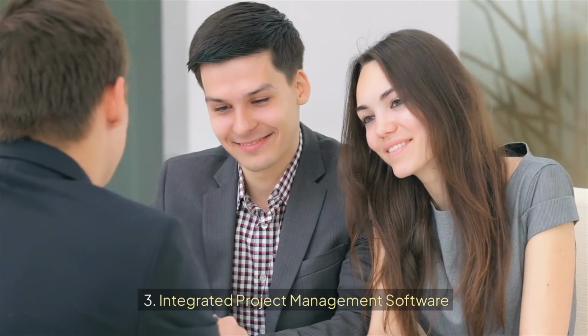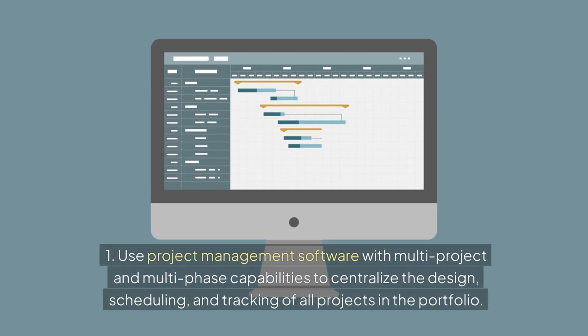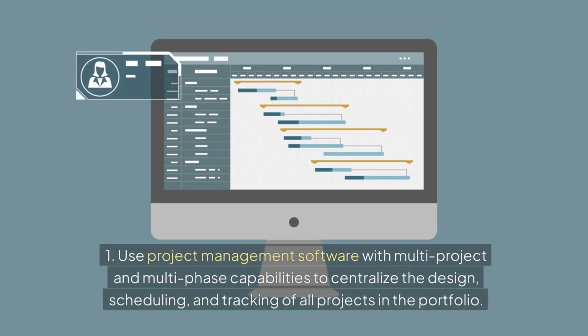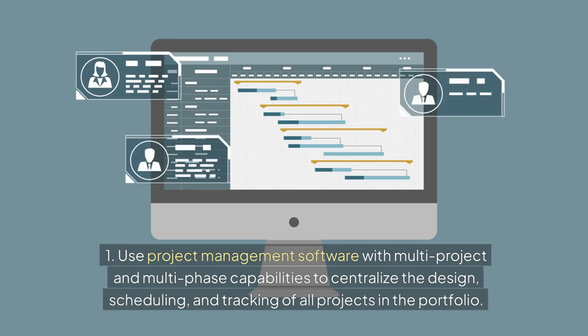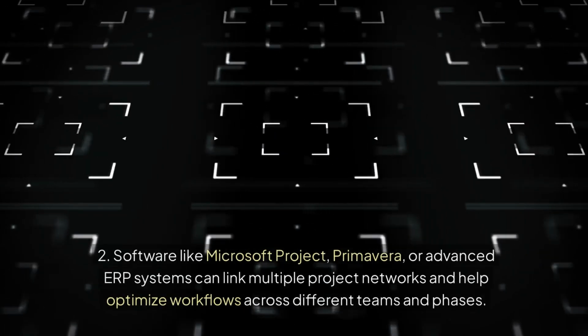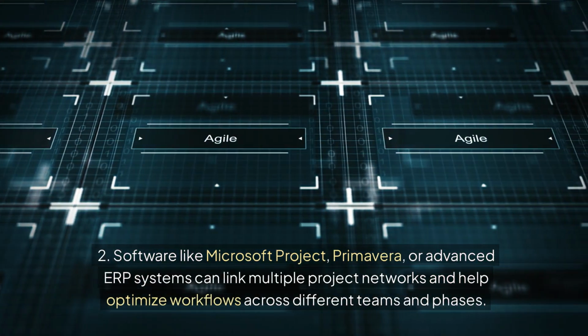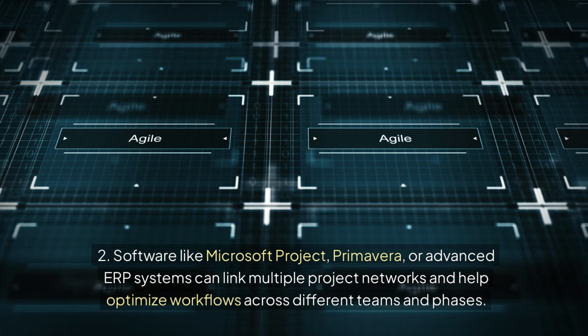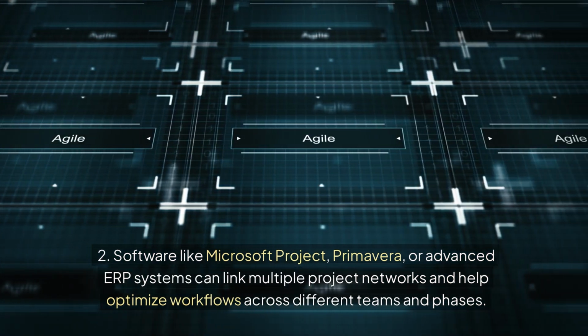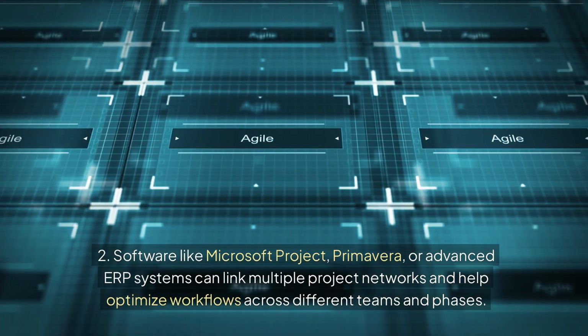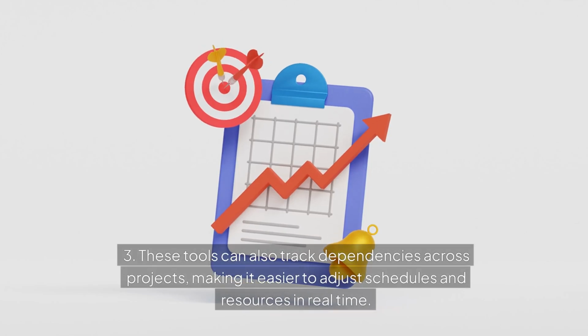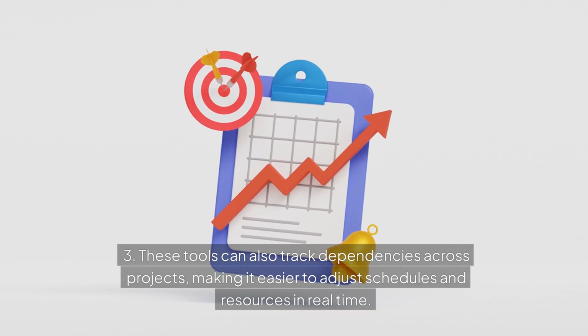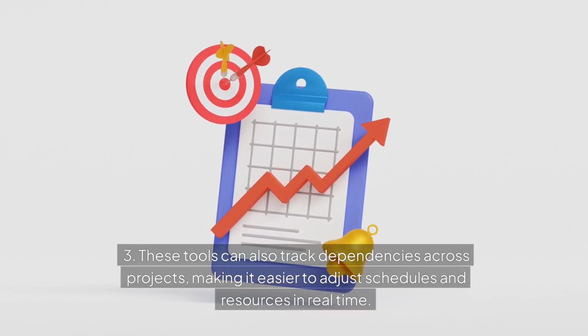3. Integrated project management software. 1. Use project management software with multi-project and multi-phase capabilities to centralize the design, scheduling, and tracking of all projects in the portfolio. 2. Software like Microsoft Project, Primavera, or advanced ERP systems can link multiple project networks and help optimize workflows across different teams and phases. 3. These tools can also track dependencies across projects, making it easier to adjust schedules and resources in real time.